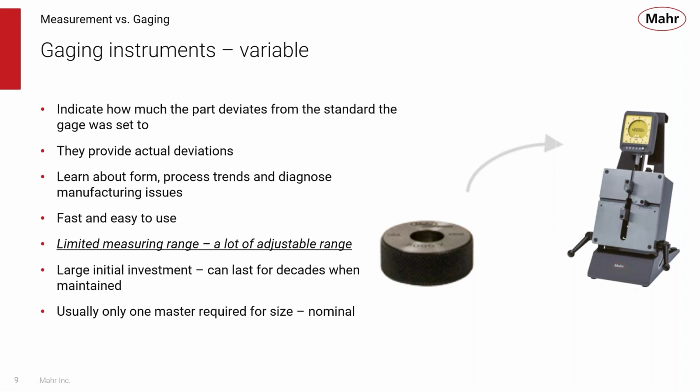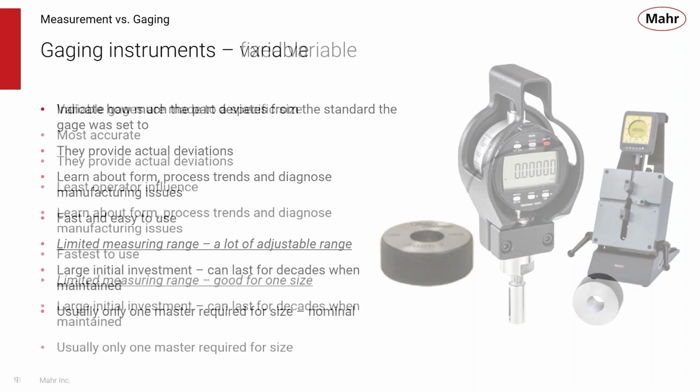Variable gauges, again, are always going to require a master to get your comparative style measurement from, so you can compare your known to your unknown. And again, they're going to be fast. You're going to get actual measurements out of it, and you can find out much more information about the part than you can with the fixed gauge.